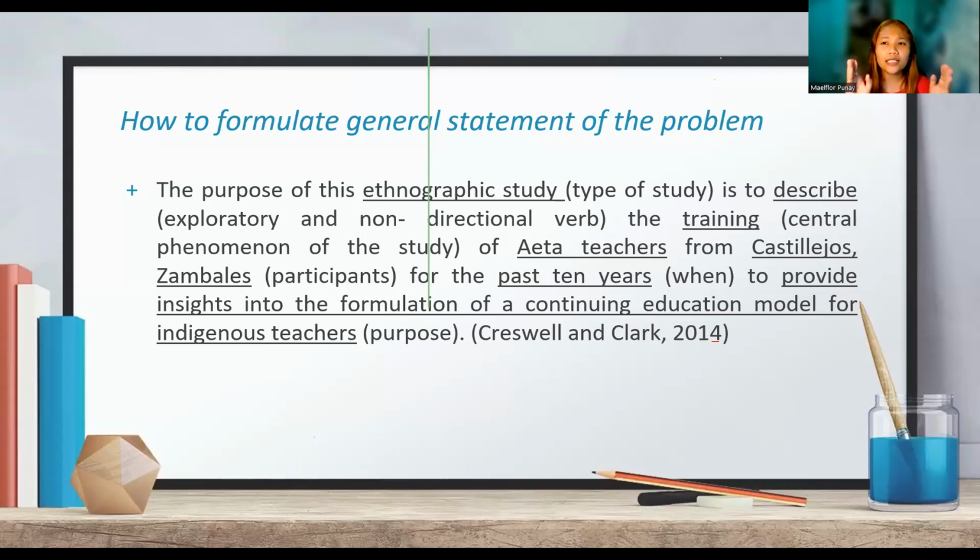So in your general statement of the problem, you can see what type of study you are going to use. Then you describe the research design that you will use, what the central phenomenon of your study is, who the participants of your study are, when it happened, and what the purpose of your study is. So that is the essence of what you want to get from your study.